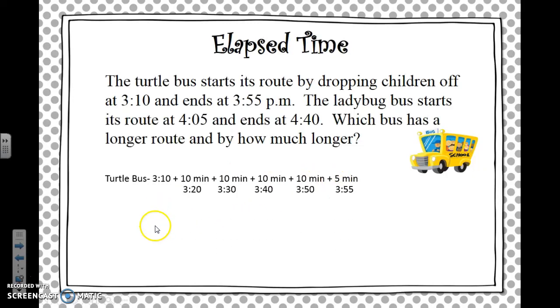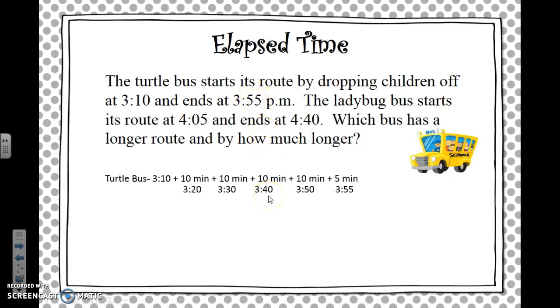So what this looks like with time is that 3:10 plus 10 minutes would be 3:20, 3:20 plus 10 minutes would be 3:30, 3:30 plus 10 minutes would be 3:40, 3:40 plus 10 minutes would be 3:50, and 3:50 plus 5 minutes would be 3:55, and that's the end time that I'm supposed to get to.